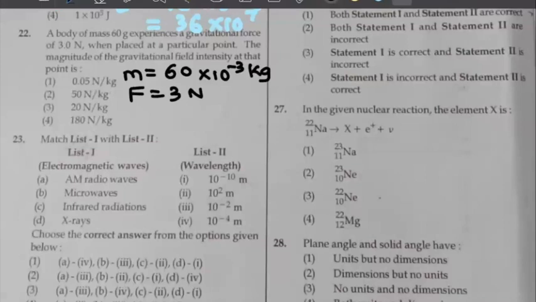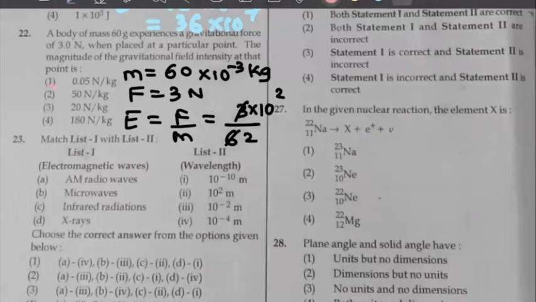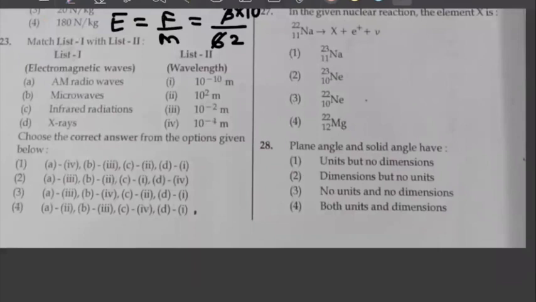Okay, so we know the formula for field intensity, if I call it E. Like for a charge, it is F by Q. In this case, it's going to be F by M. So it's going to be 3 by the mass, 6 into 10 raised to minus 2. The minus 2 in the denominator goes to the numerator and becomes plus 2. So I get 0.5 into 10 squared, so it's going to be 50. 50 is this one.